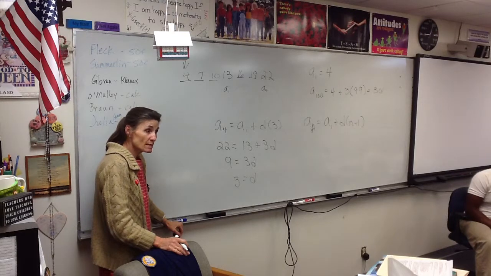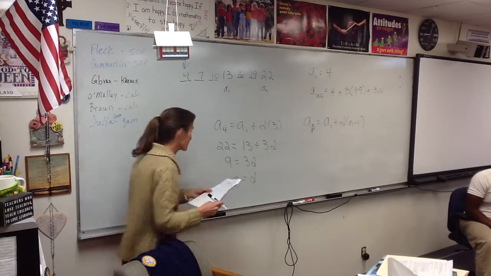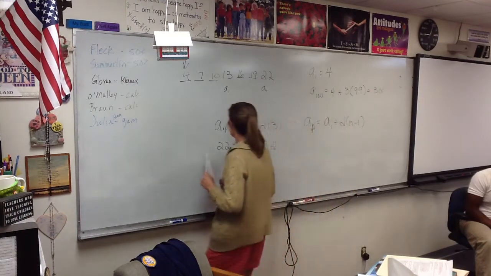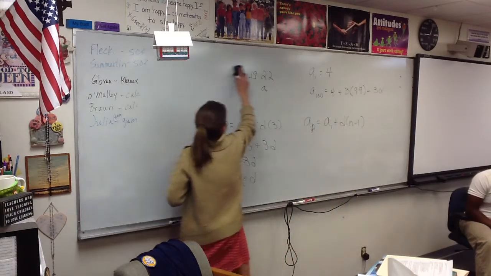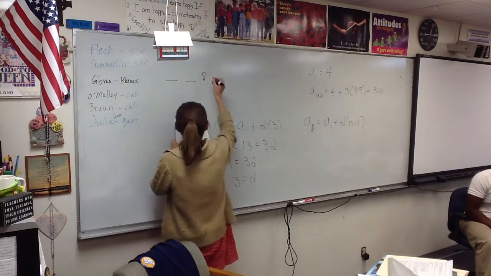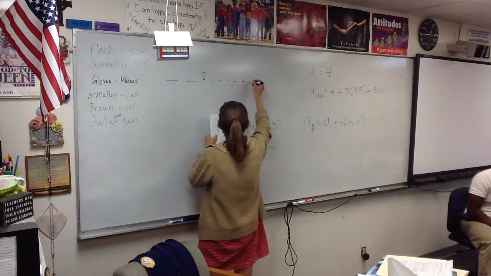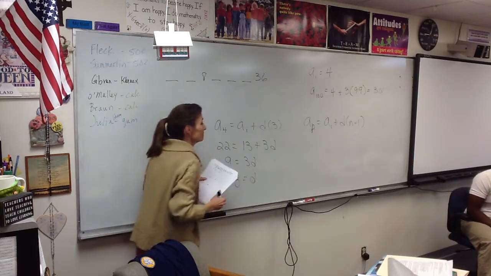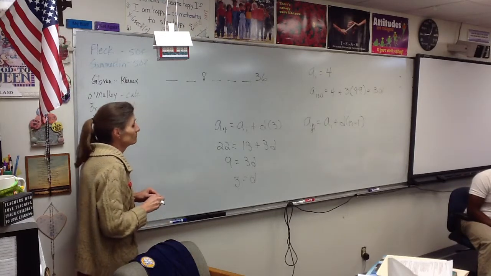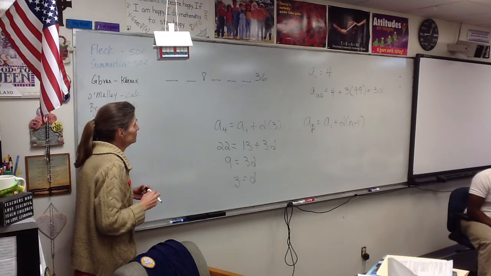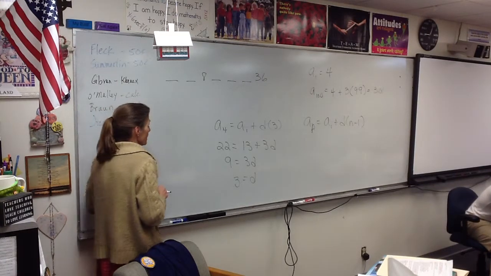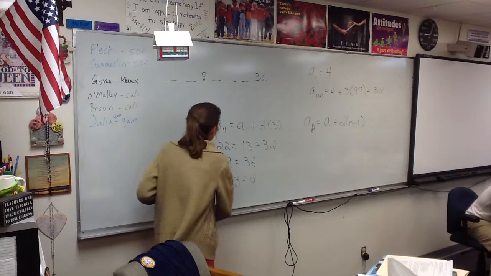Okay, quite a few steps to the problem, but they're not hard. All right, let's look at the next one. Okay, so this one says the third term is 8, and the 7th term is 36. All right, and once again, we want the first term and the 100th term.